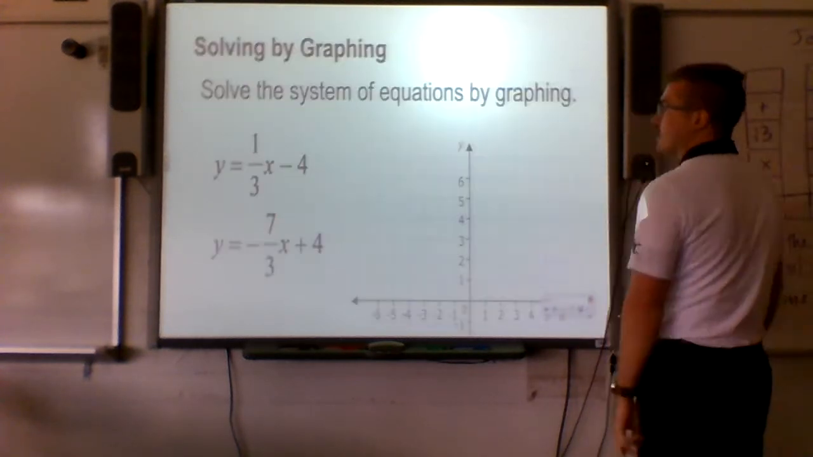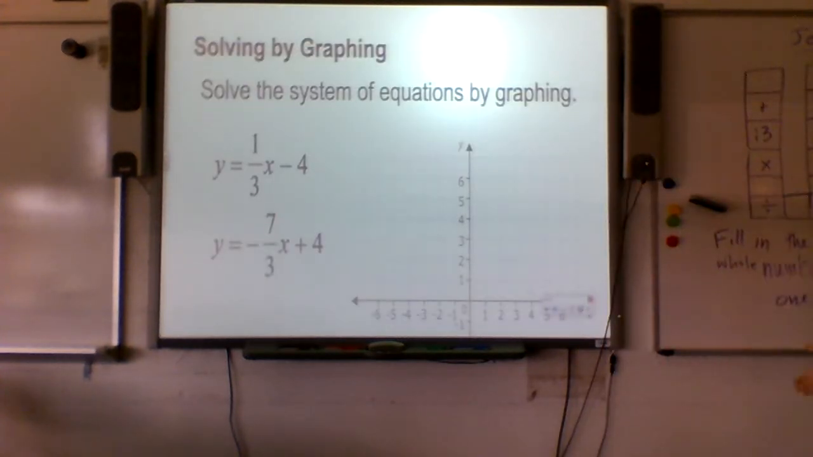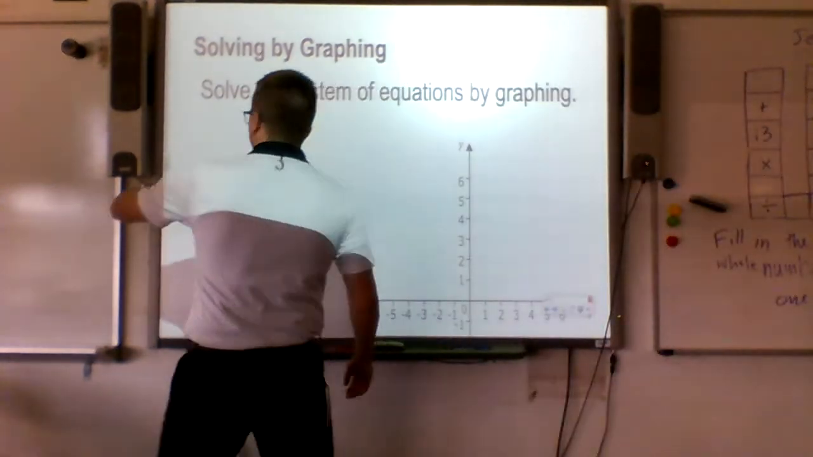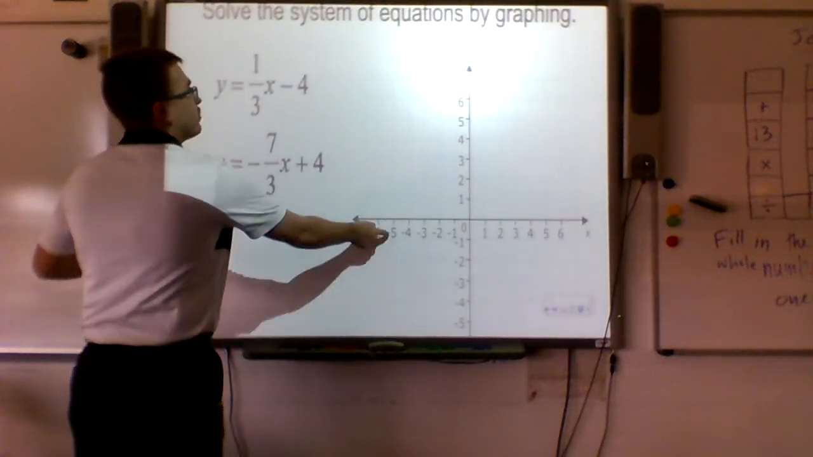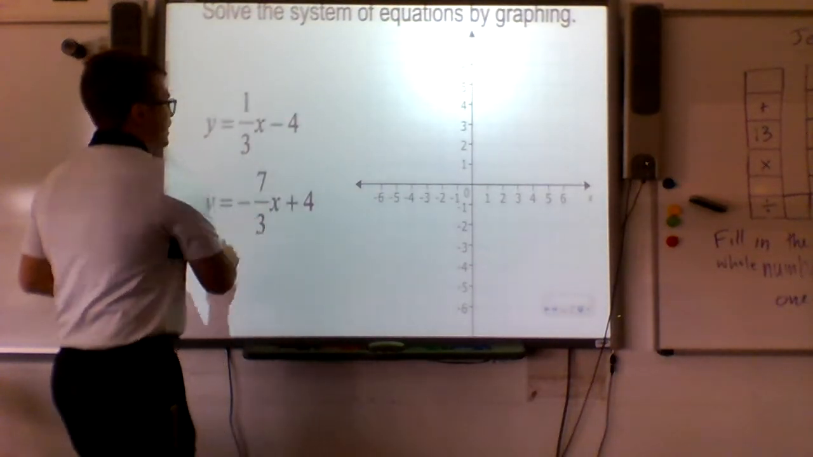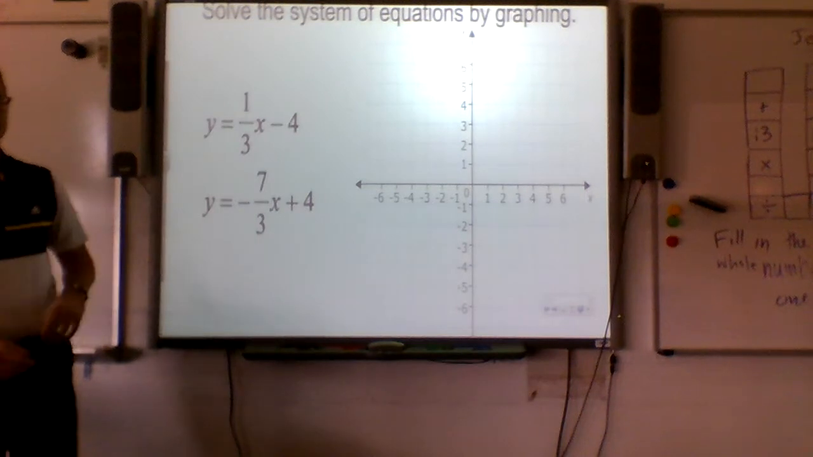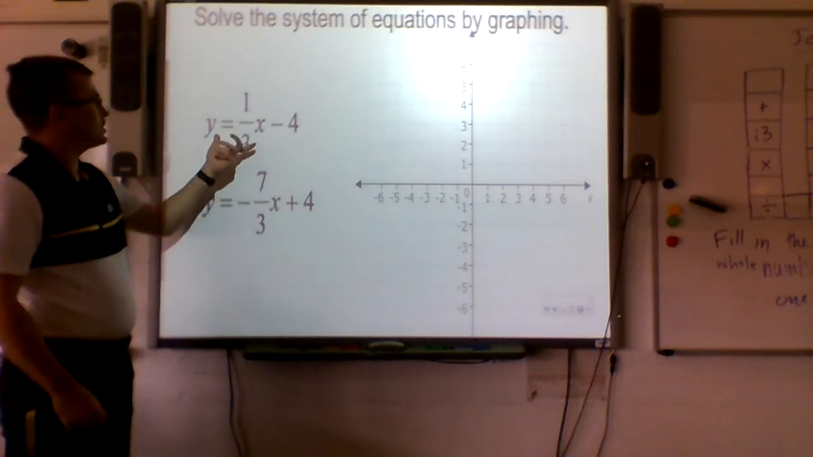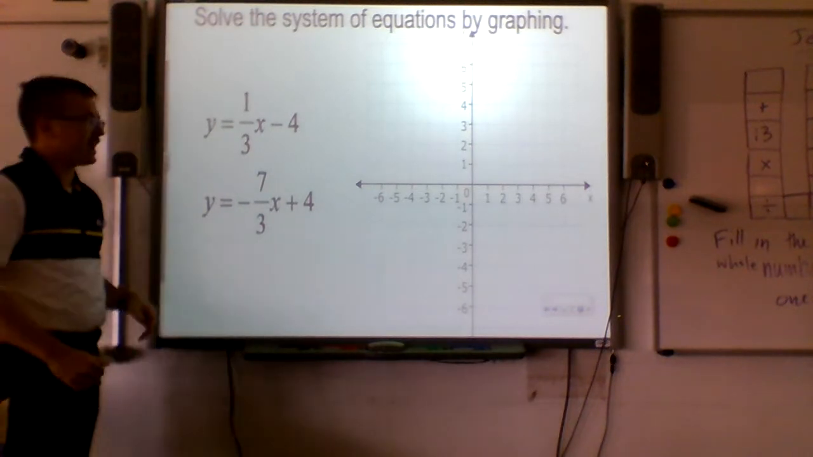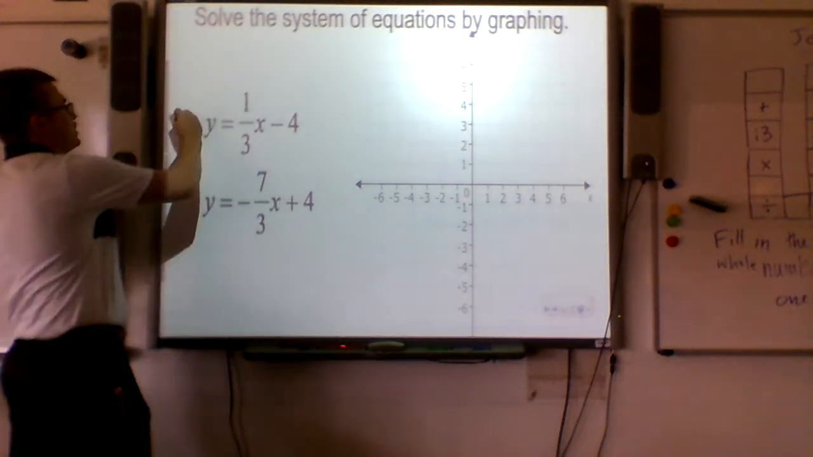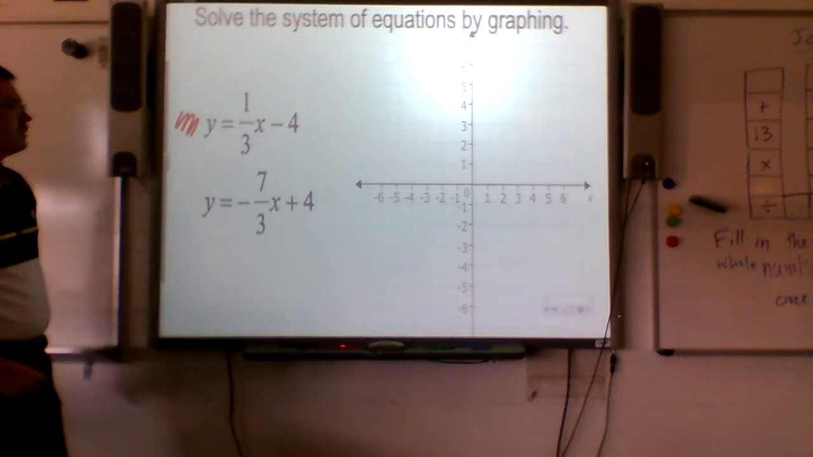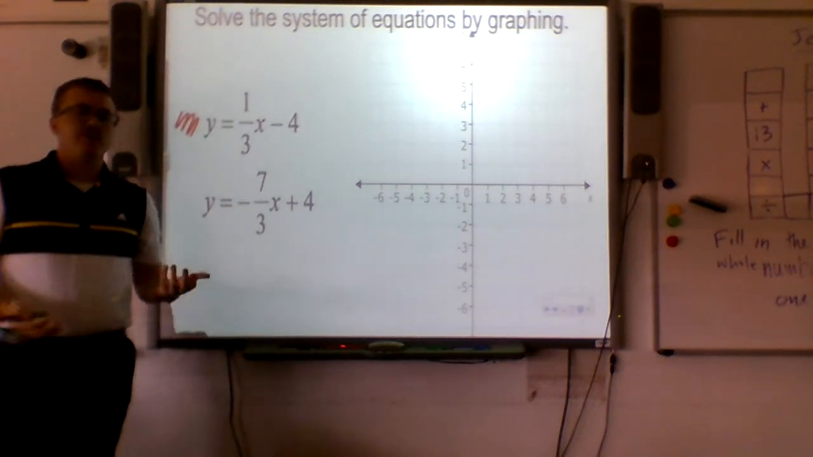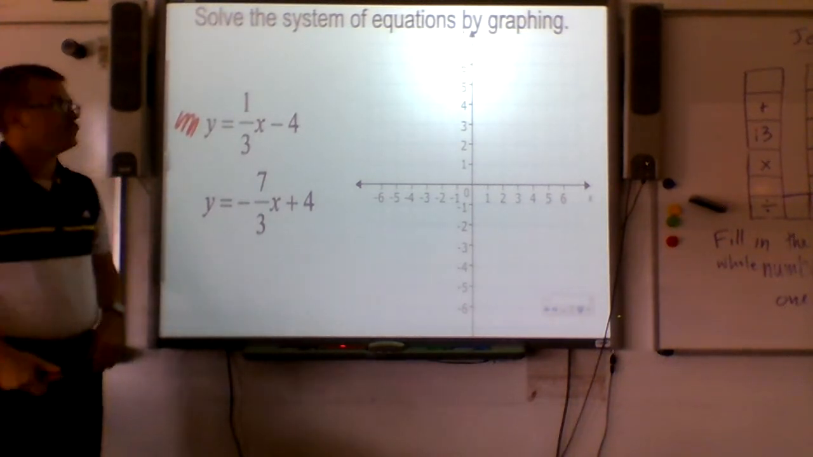All right, so now we're going to look at what happens if we have 2 lines and it tells us to solve the system of equations by graphing. So all we're going to do is we're going to take both of these lines and we're going to put them on the same graph. Put the directions down a little bit. So the first one, we've got y equals 1/3 x minus 4. I'm going to do this first line in red. If you have multiple color pens, this would be a great time to use them.